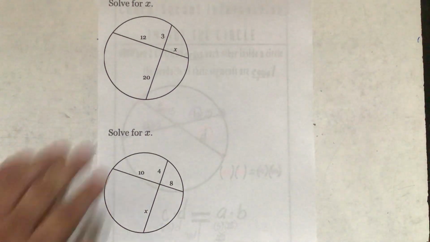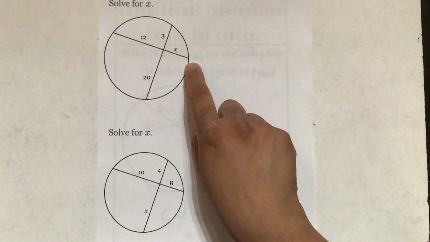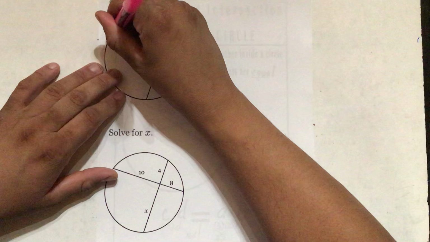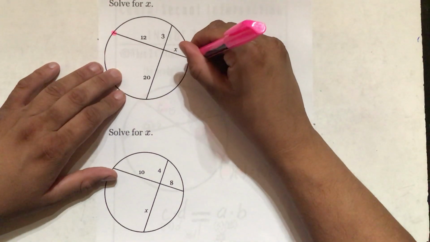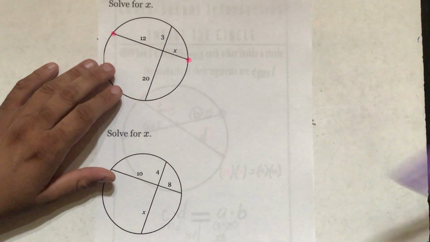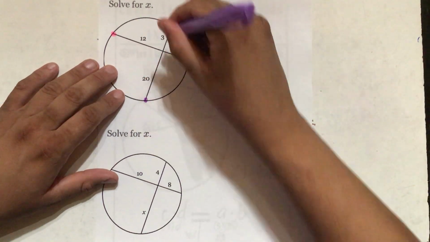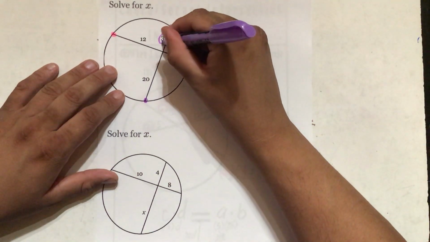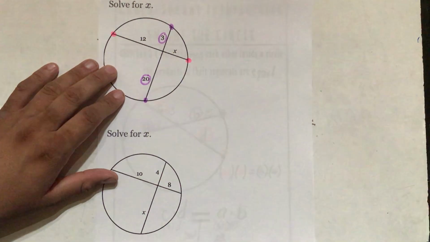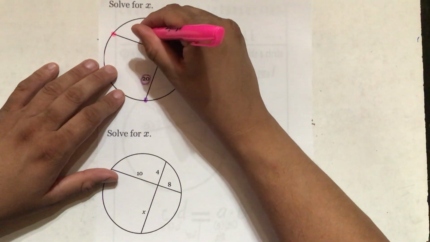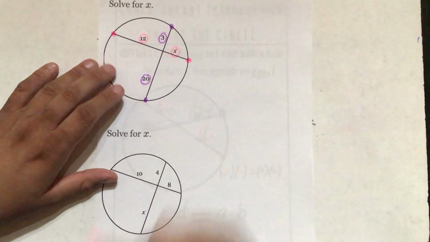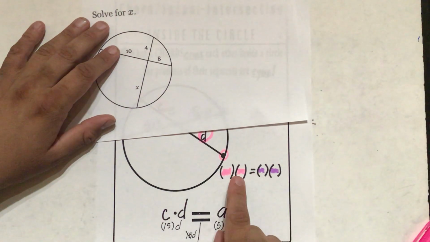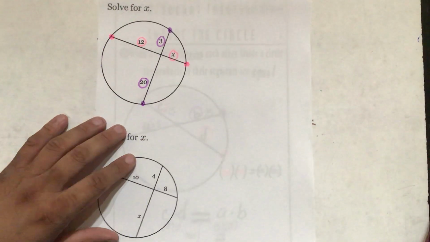So I see two chords there. I see one chord from here to here and another chord from here to here. So I'm going to call this chord my pink chord. So pink to pink. And I'm going to call this chord my purple chord. Purple to purple. So I know this is my purple and this is my purple. And this is my pink and this is my pink. Now I have to remember that pink times pink is equal to purple times purple.